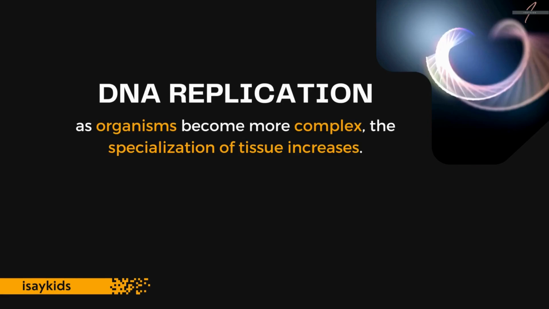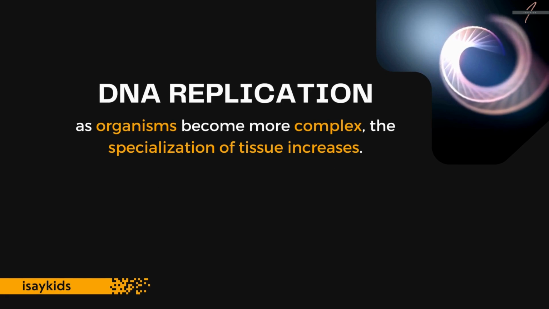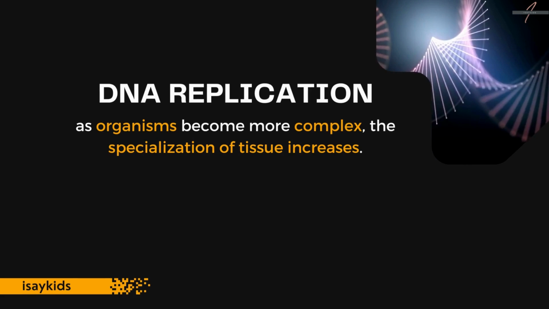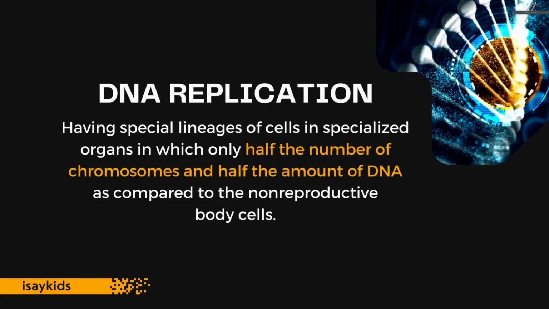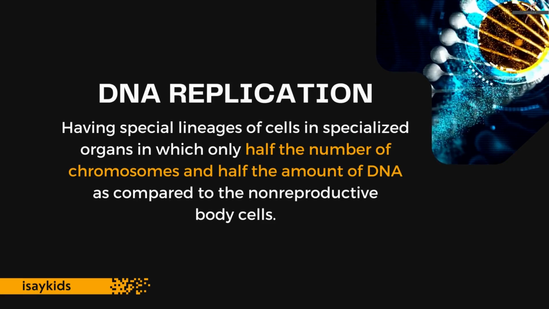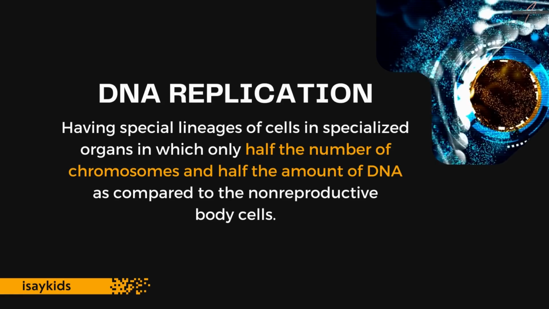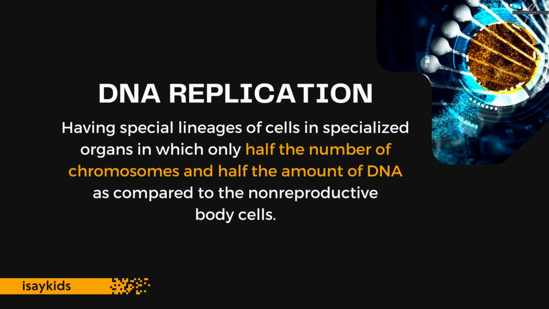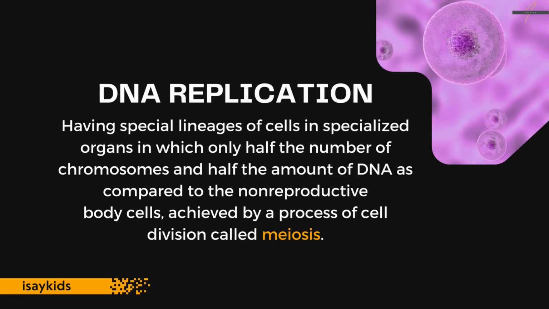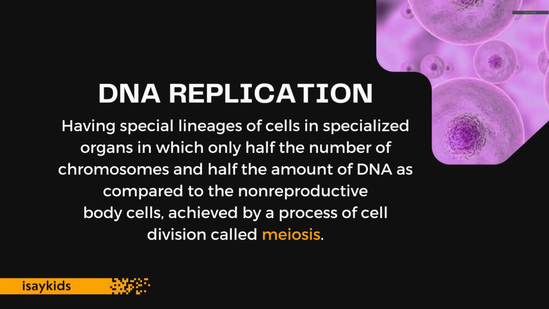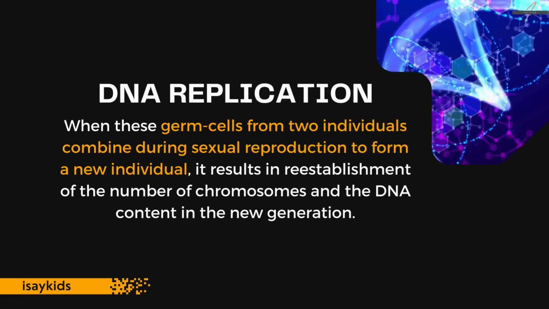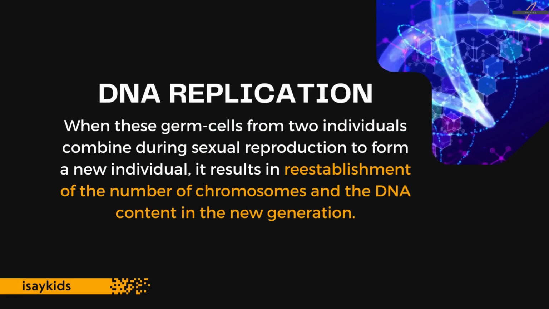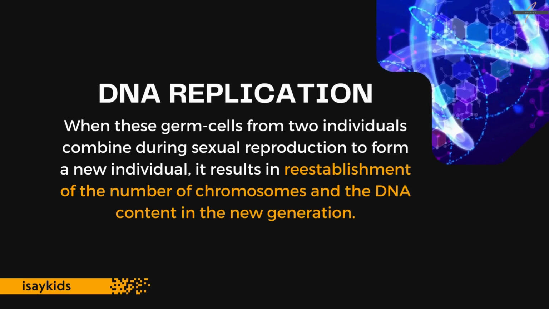We had seen earlier that as organisms become more complex, the specialization of tissues increases. One solution that many multicellular organisms have found for the problem mentioned above is to have special lineages of cells in specialized organs in which only half the number of chromosomes and half the number of DNA as compared to the non-reproductive body cells. This is achieved by a process of cell division called meiosis. Thus, when these germ cells from two individuals combine during sexual reproduction to form a new individual, it results in re-establishment of the number of chromosomes and the DNA content in the new generation.